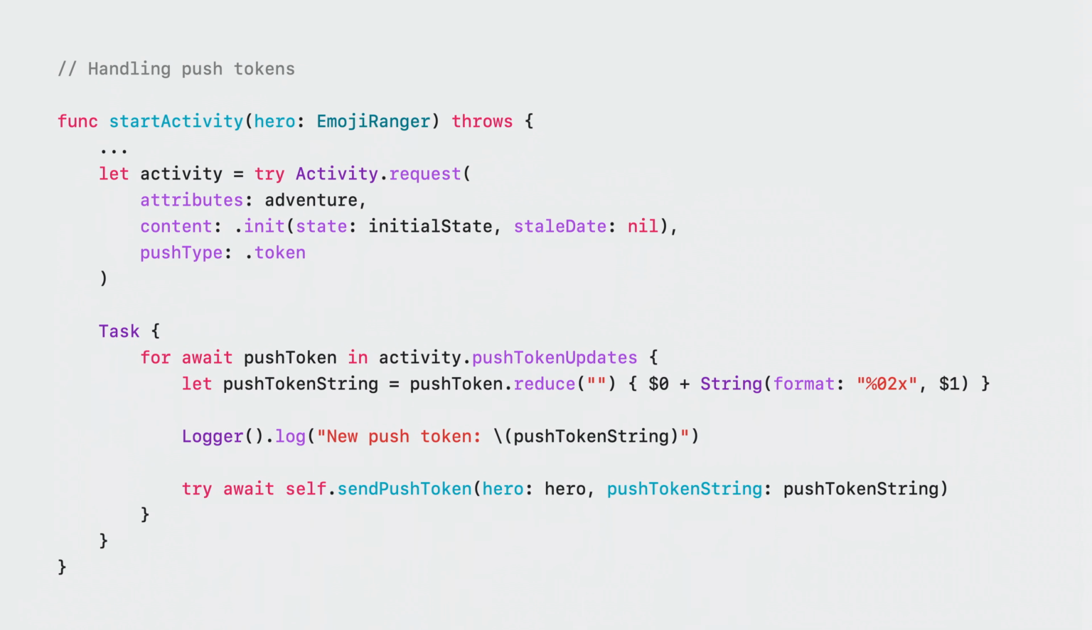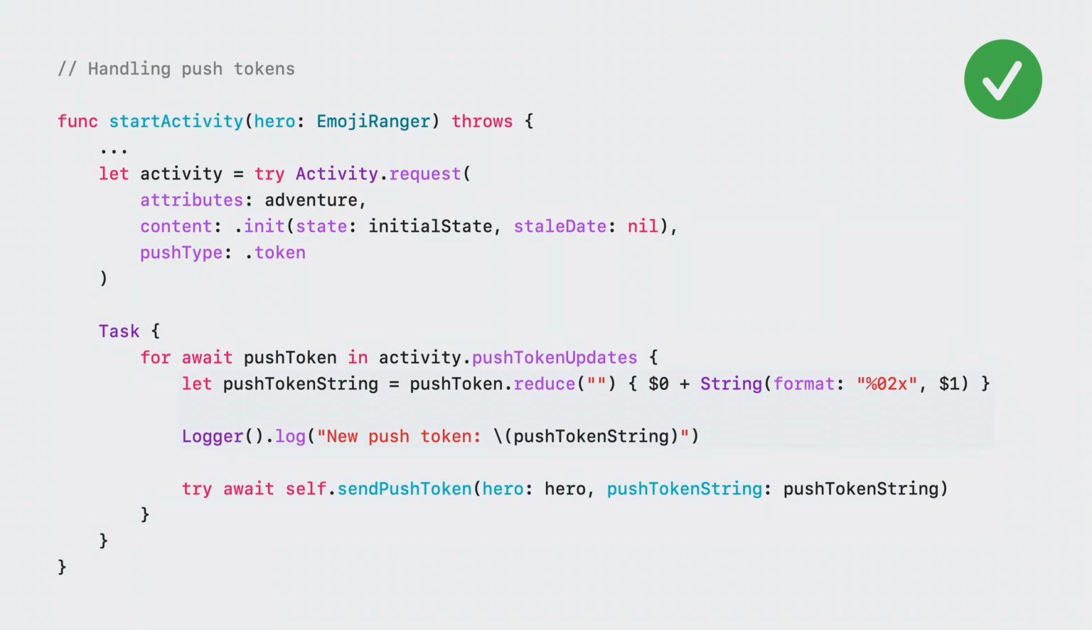The way to properly handle push tokens is to first create an asynchronous task, then start a for await loop, observing the values from the activity's push token updates async sequence. The code inside the for loop will be executed whenever there's a new push token for the live activity. It's important to use an asynchronous for loop here because it will be able to handle not only the first push token, but also subsequent push token updates.